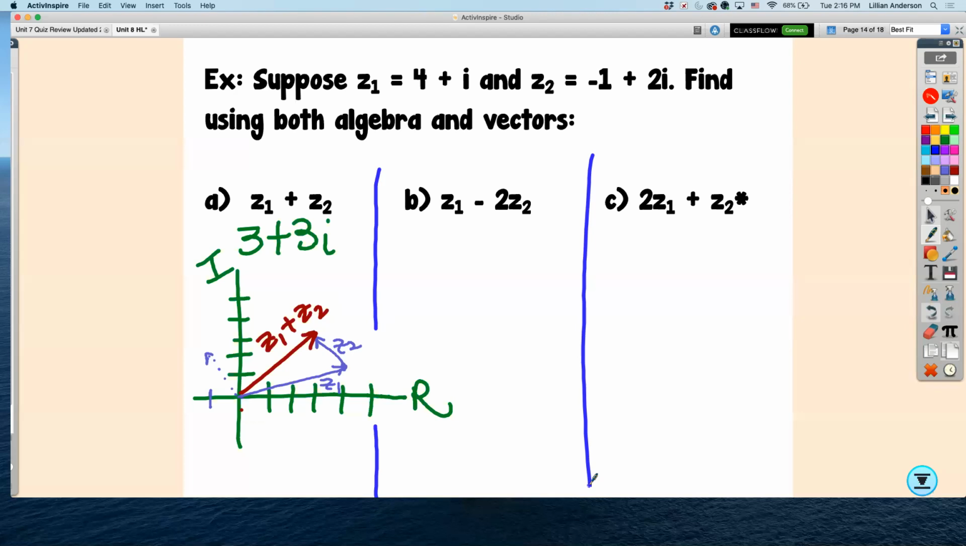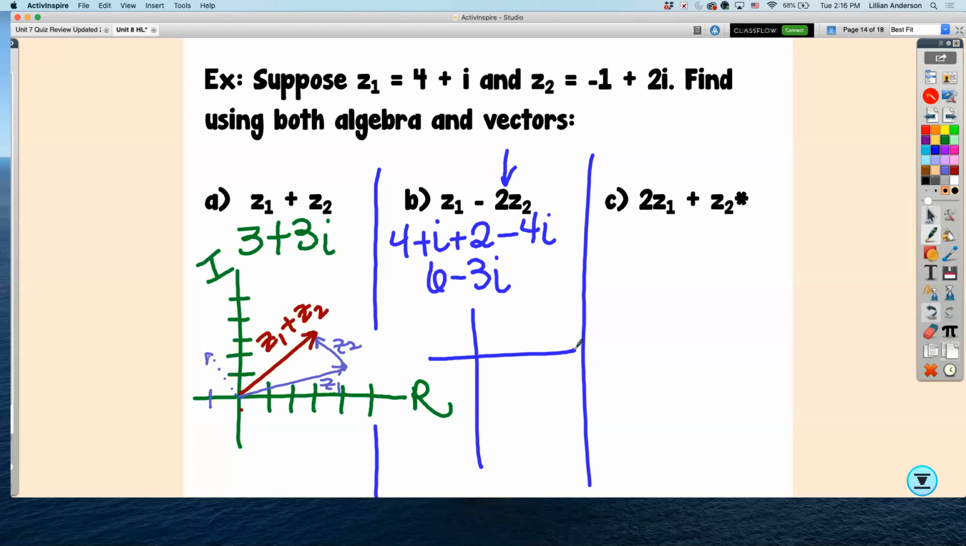6 minus 3i? Don't forget scalar multiplication, I have to multiply Z2 by, I could say negative 2, so then I'd be 2 minus 4i. I'm going to add that to 4 plus i, and that's how we get 6 minus 3i. How you would graph that, right, too big for this. Technically, this would be that vector that represents Z1 minus 2 Z2.